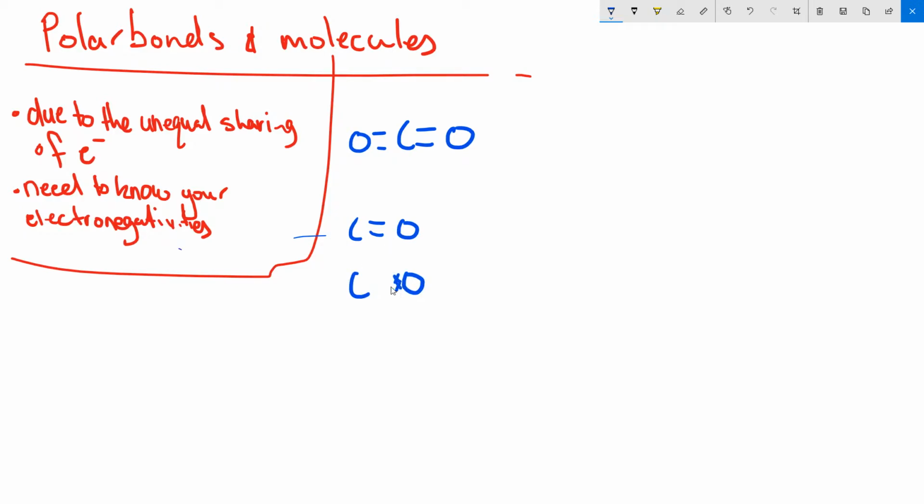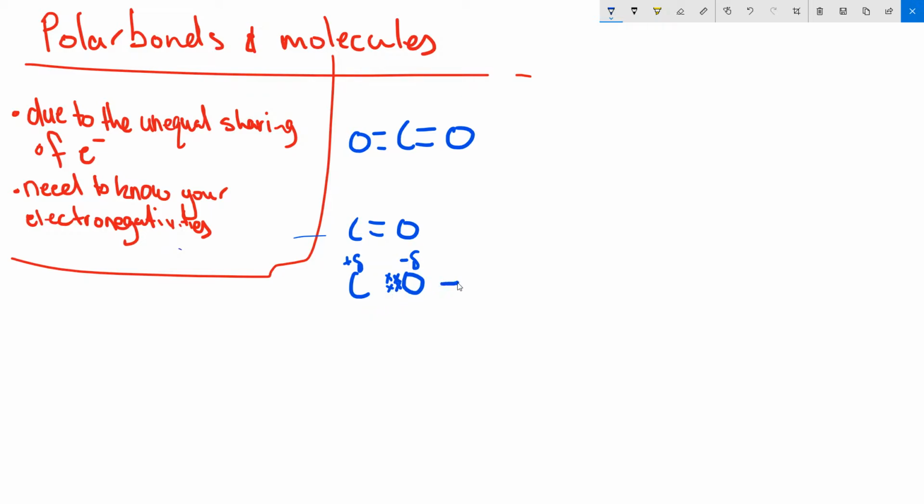Now, why does that occur? It's because these two atoms have different electronegativities. If you remember the definition of electronegativity, that was the ability to attract or bond with electrons. So oxygen actually has a greater electronegativity than carbon, so we label that as partially negative. We then label carbon as partially positive. So here is an example of a polar bond because the electrons in the covalent bond are closer to the oxygen than they are to carbon.